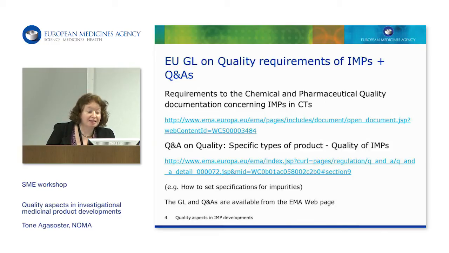I'll speak about the EU guideline on the quality requirements of investigational medicinal products and the related questions and answers. The European guideline is called Requirements to the Chemical and Pharmaceutical Quality Documentation concerning IMPs in clinical trials. And the link to it is given here.